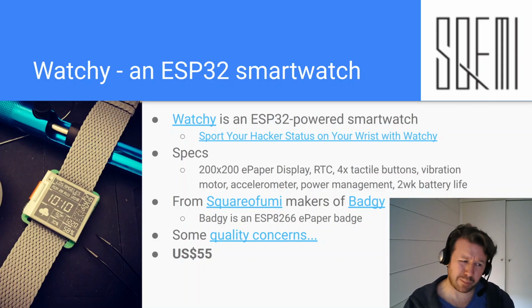$55 US. E-paper displays tend to be a bit more expensive. But there are some quality concerns with this one. It's kind of a bare board with an e-paper display splattered onto it, so it's a bit delicate, a bit fragile. So I would consider this a DIY sort of watch. You'd probably want to build your own housing, that kind of stuff.